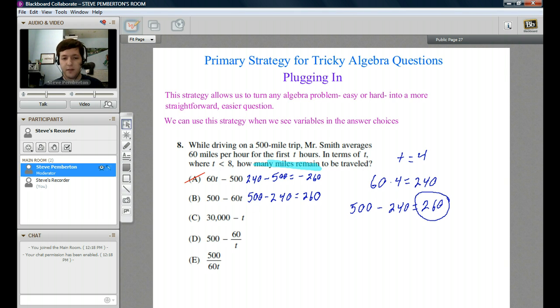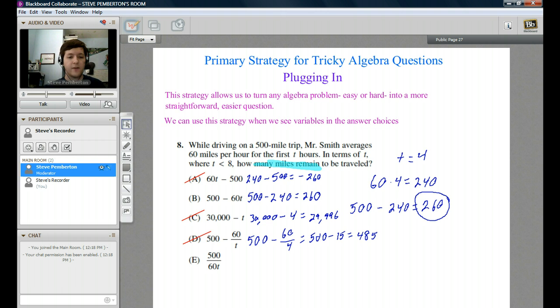C is 30,000 minus t. Well, you probably don't even need to do the math. If the t is 4, that's a huge number. But what it is is 29,996. Definitely not 260. D, 500 minus 60 over t. Well, that'd be 500 minus 60 over 4, which is really 500 minus 15. So 500 minus 15 equals 485. Again, still not the 260, so not D.